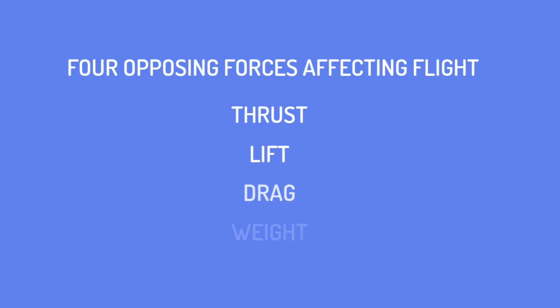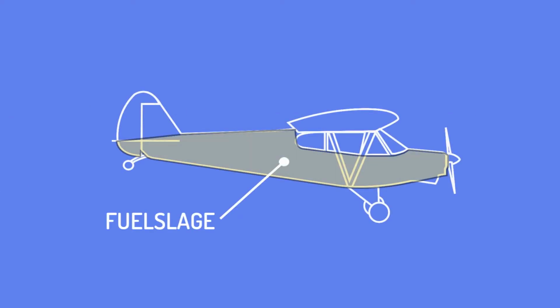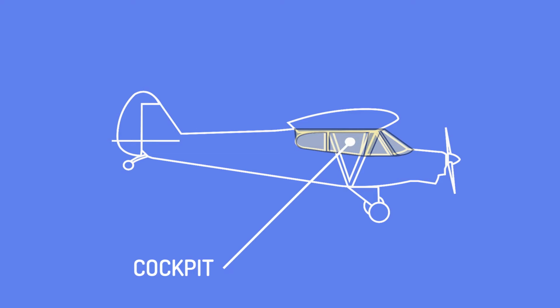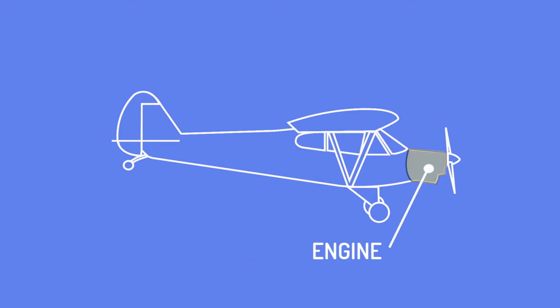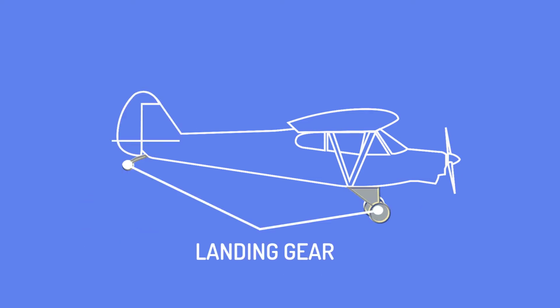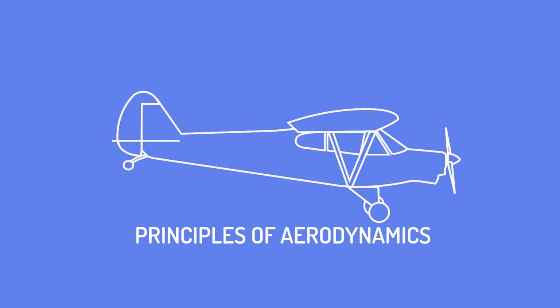Now that you are familiar with the four opposing forces affecting flight, let's take a closer look at the various parts of an aircraft that use these forces to fly. The main sections of an airplane include the fuselage, wings, cockpit, engine, propeller, tail assembly, and landing gear. Understanding the basic functions of how these parts interact is the first step to understanding the principles of aerodynamics and becoming a proficient aircraft maintainer.